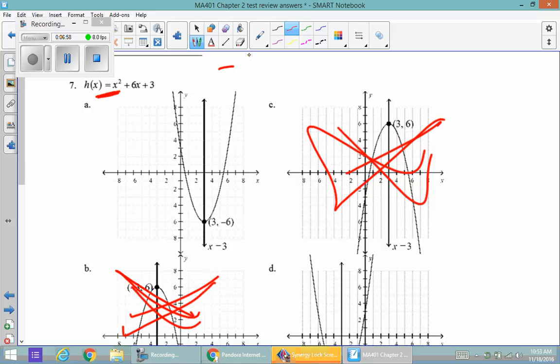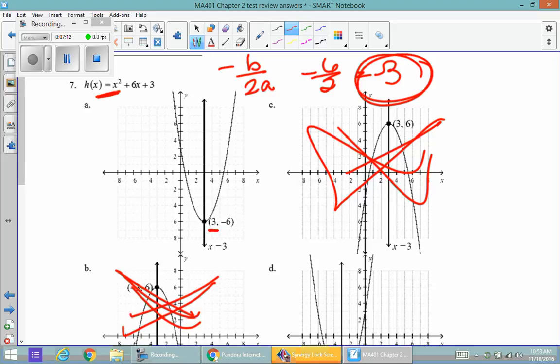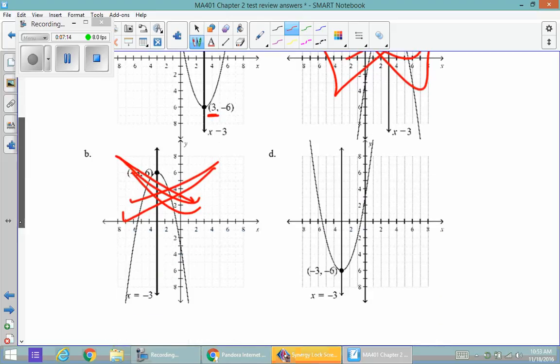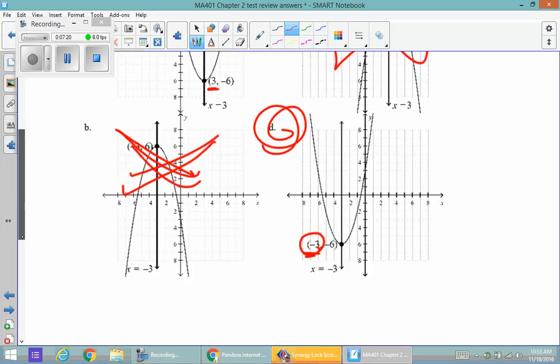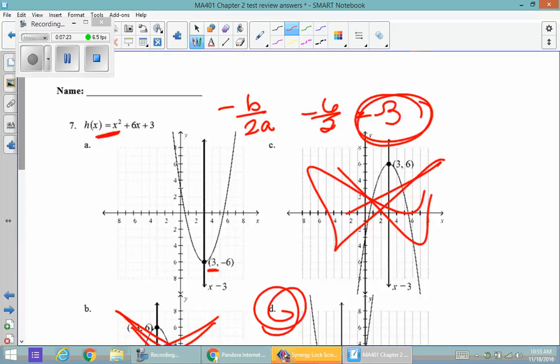And then we learned a formula in class. It's the opposite of b over 2a. So we have 6 over 2, which is -3. That's going to be the x value of the vertex. So if -3 is the x value of the vertex, ta-da! I don't need to look any further. I have found my graph. And I could have just plugged that in the calculator and cheated that one, no problem.